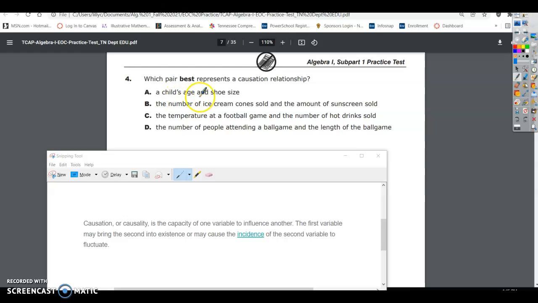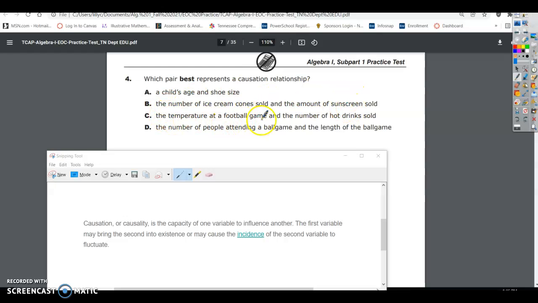A child's age may determine that they have a bigger or smaller shoe size. I don't really think that's a causation though. Number of ice cream sold and the amount of sunscreen. I don't think one of those causes the other.